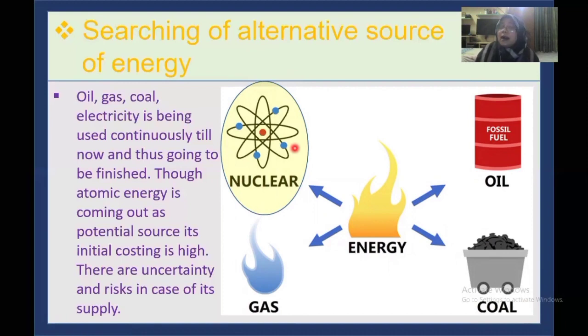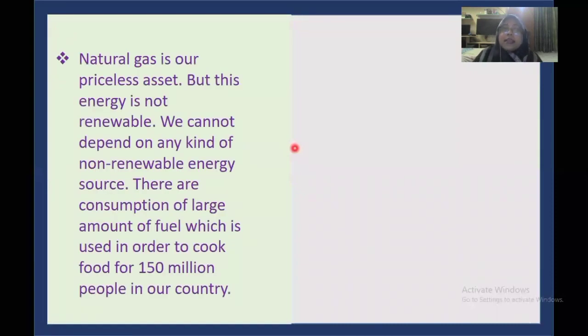So there is a high rate of producing energy, and also a high cost, and risk is also high. There is uncertainty too. So we can say that we need another way to solve this problem. Natural gas is our priceless asset. We have to definitely believe that countries having this type of source, natural gas or oil, are very blessed. But this energy is not renewable. We cannot depend on any kind of non-renewable energy resource.